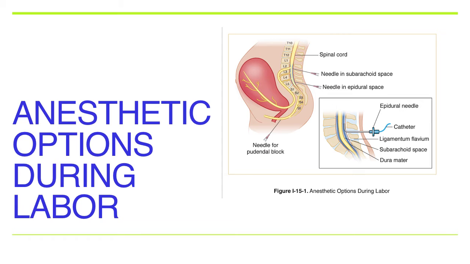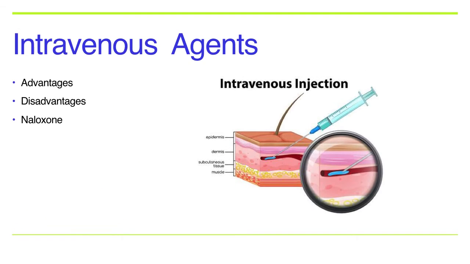Anesthetic options during labor. Intravenous agents. This includes narcotics and sedatives, which are frequently given in the active phase of labor. Advantages include ease of administration and inexpensive cost. Disadvantages include neonatal depression if given close to delivery. The neonate may need administration of naloxone to reverse the effect.